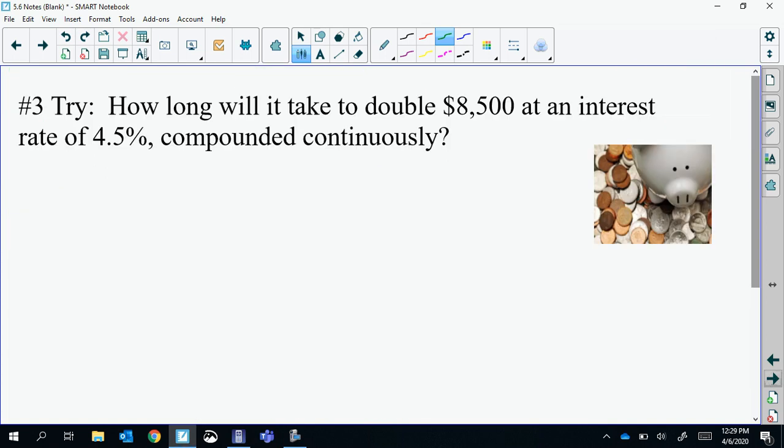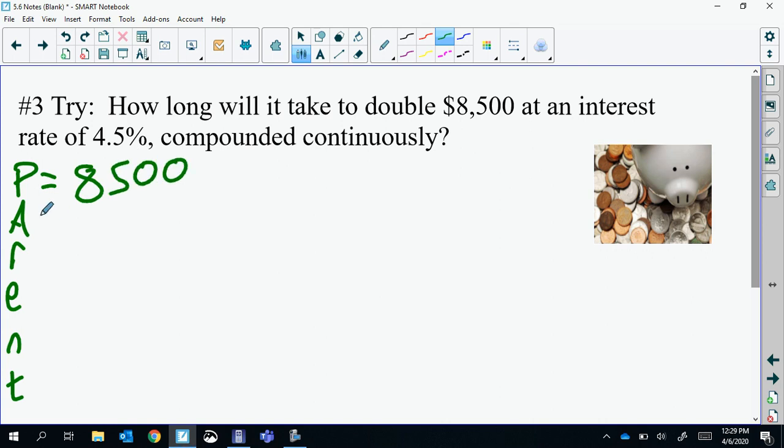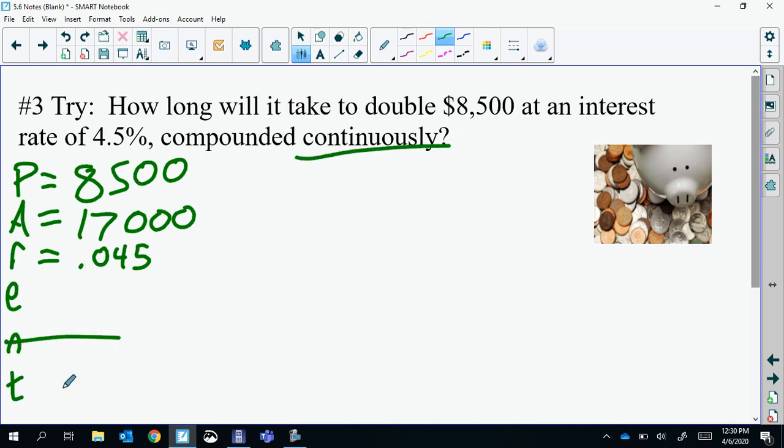All right, we'll take a look at another one. Same idea. Every time you have one of these money problems with interest, just write down the word parent, fill in your variables. How long will it take to double 8,500? So we've done this before. That means you start with 8,500, and it's going to double. So double 8,500 would be 17,000. Use your calculator if you need to. 4.5% is 0.045. Compounded continuously means we're using e, crossing out n. And then how long, that's t, that's what we're solving for.